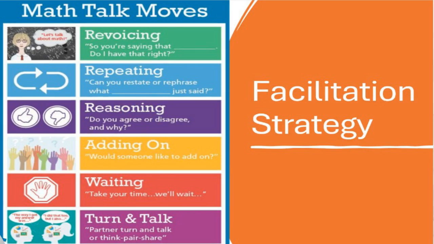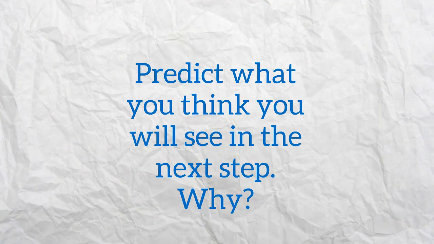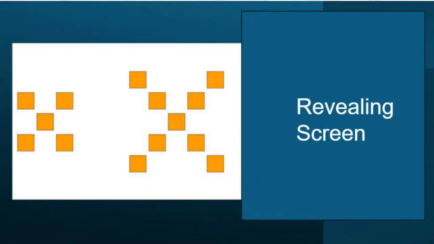Before sharing step 2 in the pattern, ask students to predict what they think they will see in the next step in the pattern and why. Again, give students the opportunity to share their predictions. Now reveal step 2 in the visual pattern. Ask students what they see.